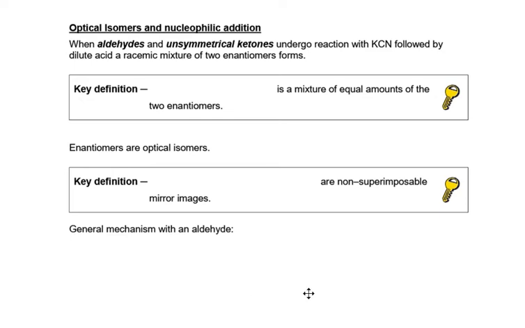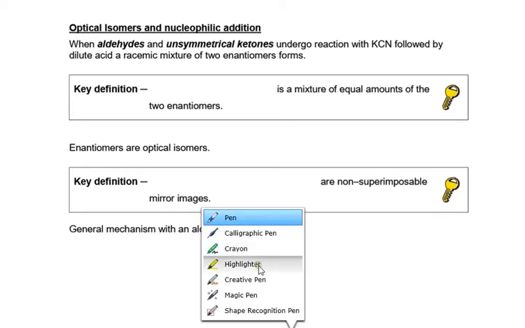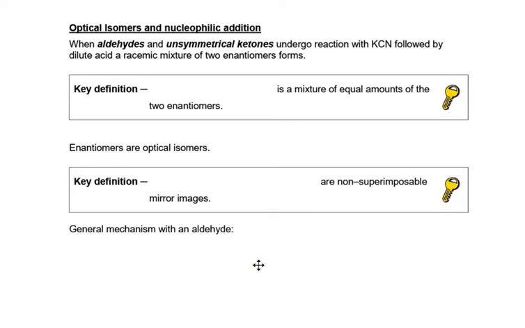In this last video for aldehydes and ketones, we're going to take a look at optical isomers and the nucleophilic addition mechanism. So what we need to be thinking about here is the mechanisms that we've just been studying. When we add KCN followed by dilute acid to aldehydes or unsymmetrical ketones, we're going to get optical isomers. We're going to get a racemic mixture of the two enantiomers.